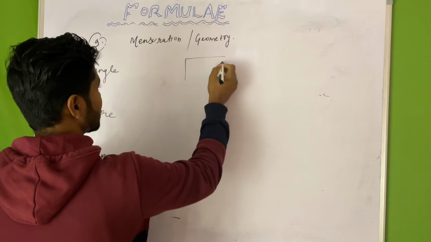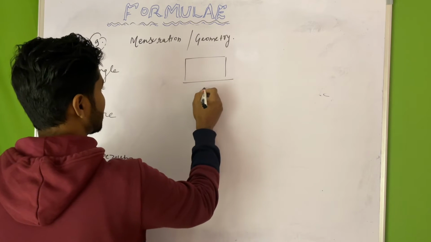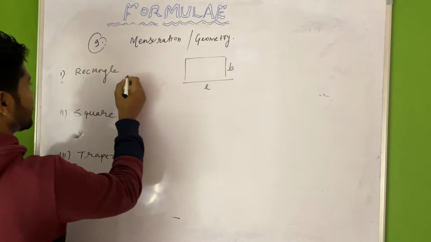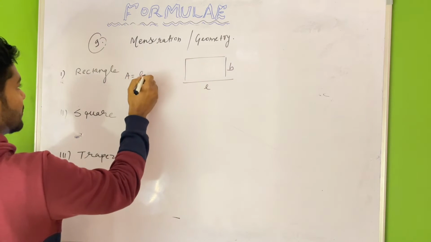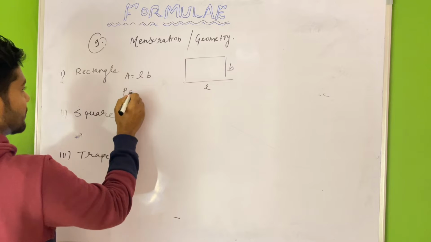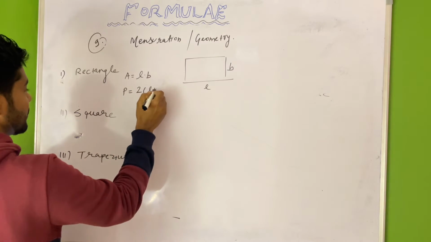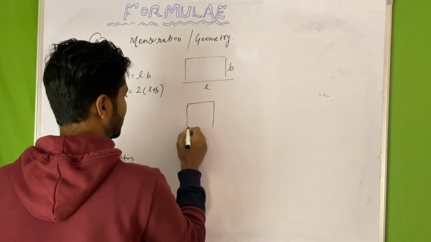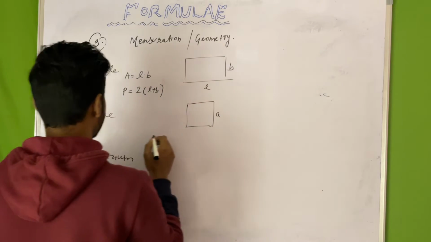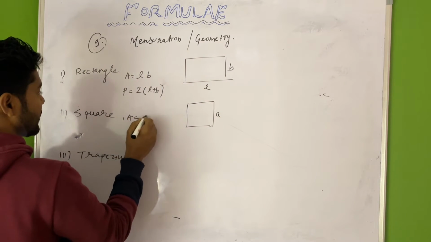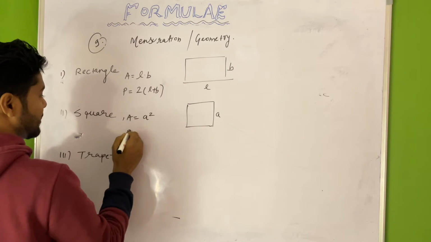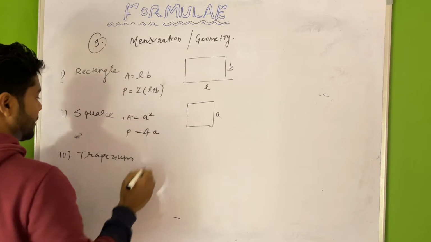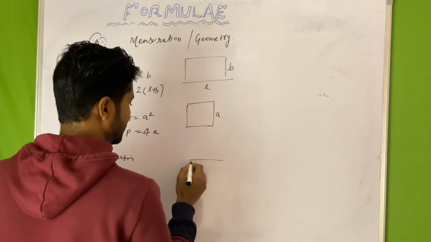So this is length, breadth. So area of rectangle is length into breadth. Perimeter is 2(l + b). This is square. Side is a. Therefore area is side square, it is a², and perimeter is sum of all the sides, that is 4a.